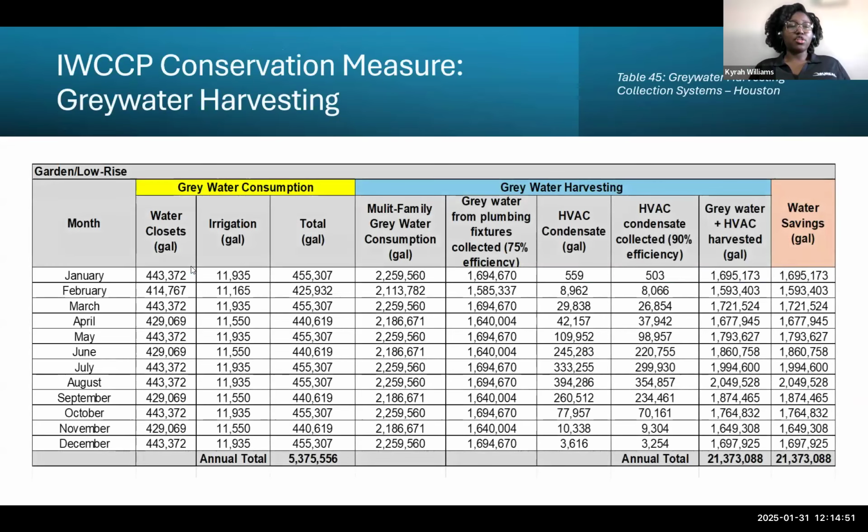But lastly, focusing on gray water. We're looking at consumption, where gray water is the water closets and the irrigation, the water that is being used to water your landscaping. We also looked at how we can harvest the water from our plumbing fixtures, as well as the, sorry, condensate.